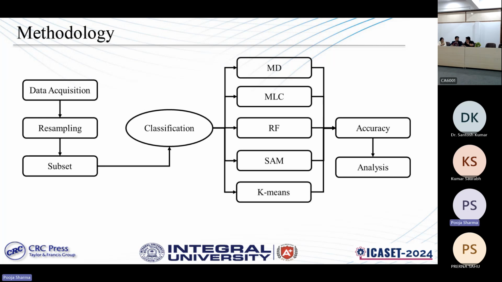We have followed the methodology from the start, beginning with data acquisition. We acquired the data from the European Space Agency and sampled it, as it has a number of different bands with different pixel locations. Later we subset the desired area from the data set and applied classification algorithms like MD, MLC, RF, SAM, and K-means, and compared the accuracies of these algorithms.